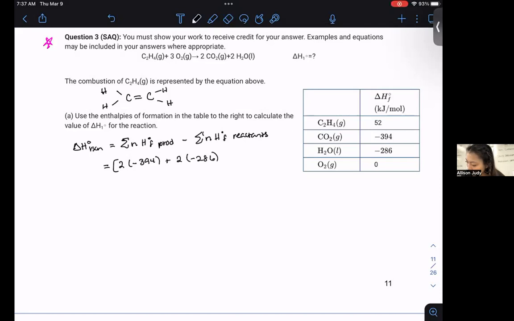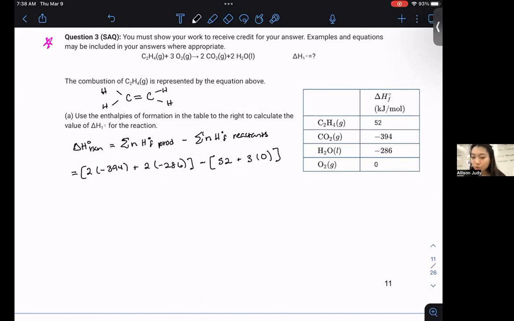Okay. All of that added together, minus, and I realize I did not leave myself enough space, minus 1 C2H4 reactant. So that's 52 kilojoules. Added to 3 oxygens. Now, oxygen is a diatomic. It's in its pure elemental state. So we would actually say 3 times 0. And you didn't even need the table to give that to you. You should have known that.